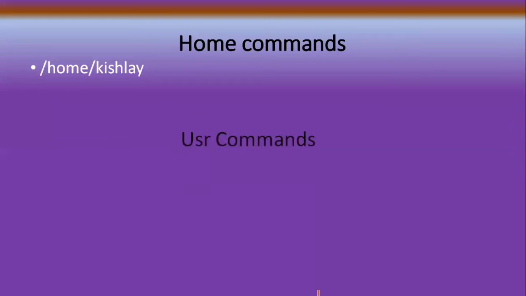The usr directory is the secondary hierarchy for read-only user data. It contains the majority of multi-user utilities and applications. It contains binaries, libraries, documentation, and source code for second-level programs. Some examples include at, awk, cc, less, and scp.